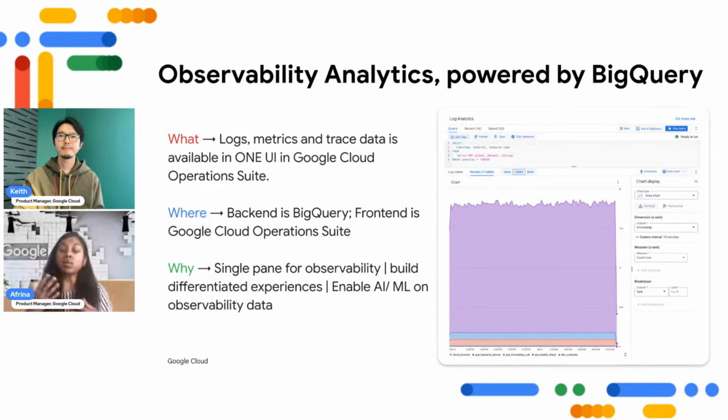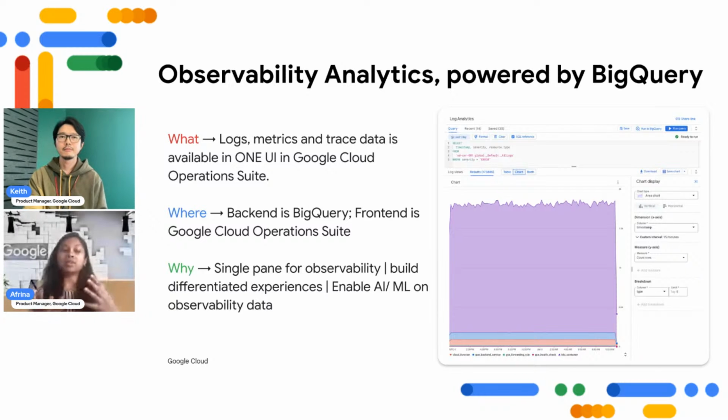We recently went live, about a year ago, with log analytics. And right now we are trying to bring in the next version, which is observability analytics, which is an evolution of log analytics. Now, what this means is simple. It's logs, metrics, and traces in one UI. It's essentially what we have all been looking for. It's having one UI for all three observability signals in Google Cloud Operations Suite.